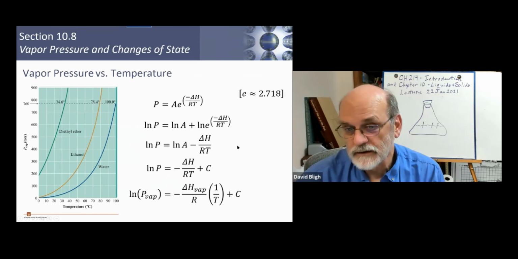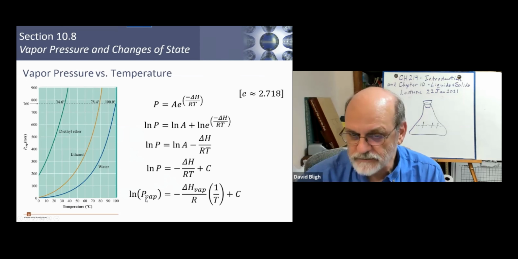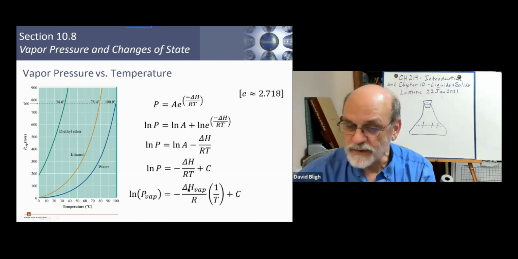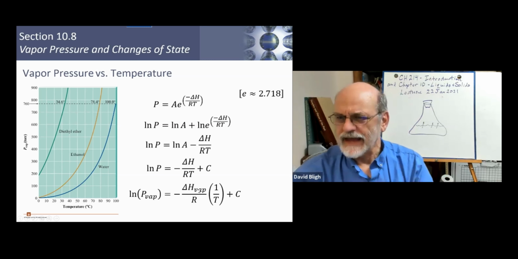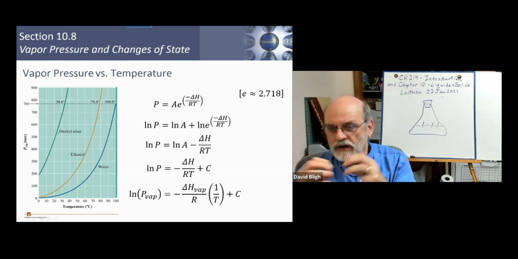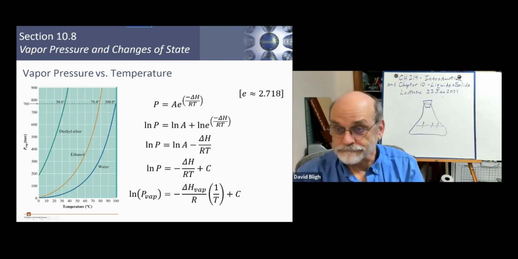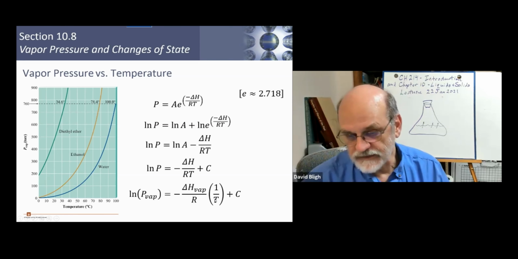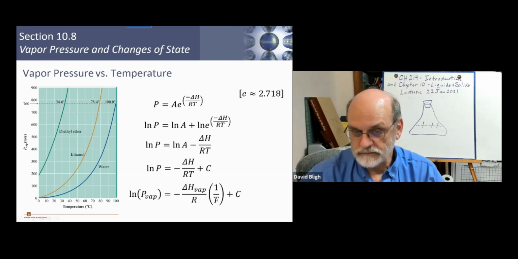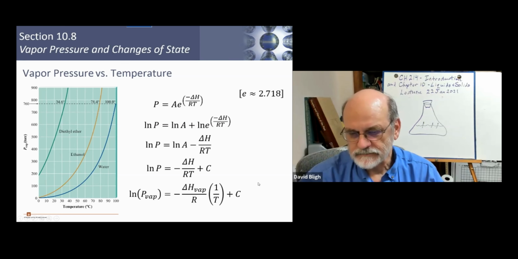It's easier to handle. So down here, we find that the natural log of the vapor pressure is equal to the negative of the enthalpy of vaporization. The enthalpy of vaporization is an indicator of how strong the intermolecular forces are. The higher the delta H, the stronger the forces. Okay? And then this occurs at a given temperature. And then you have a proportionality constant.